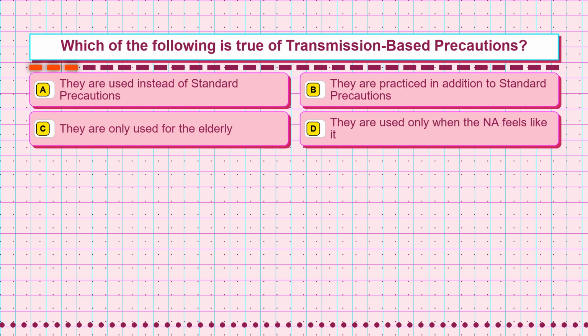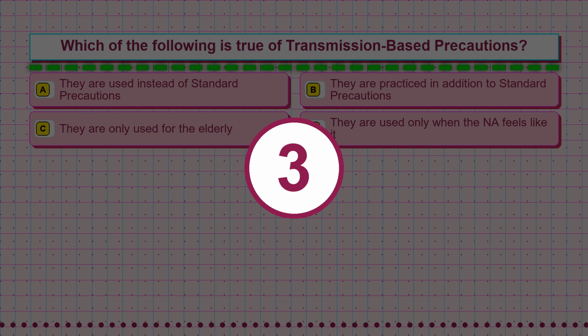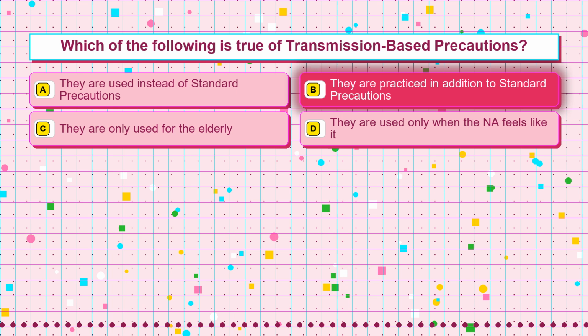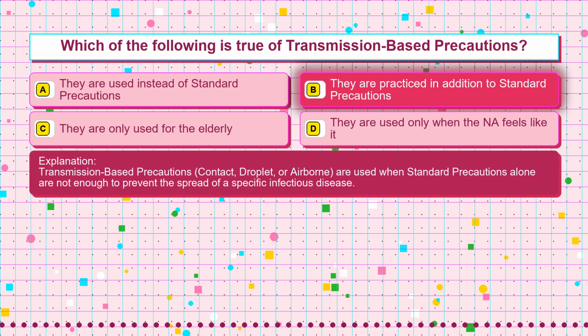Question 58. Which of the following is true of transmission-based precautions? Option A, they are used instead of standard precautions. Option B, they are practiced in addition to standard precautions. Option C, they are only used for the elderly. Option D, they are used only when the NA feels like it. The correct answer is option B. They are practiced in addition to standard precautions. Transmission-based precautions, contact, droplet, or airborne, are used when standard precautions alone are not enough to prevent the spread of a specific infectious disease.